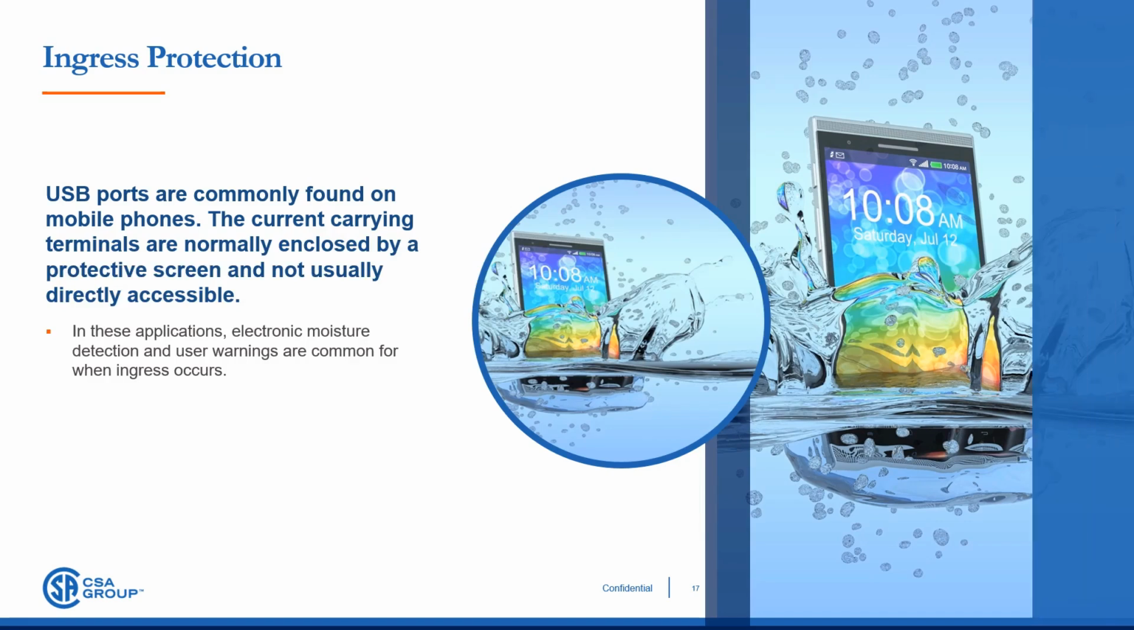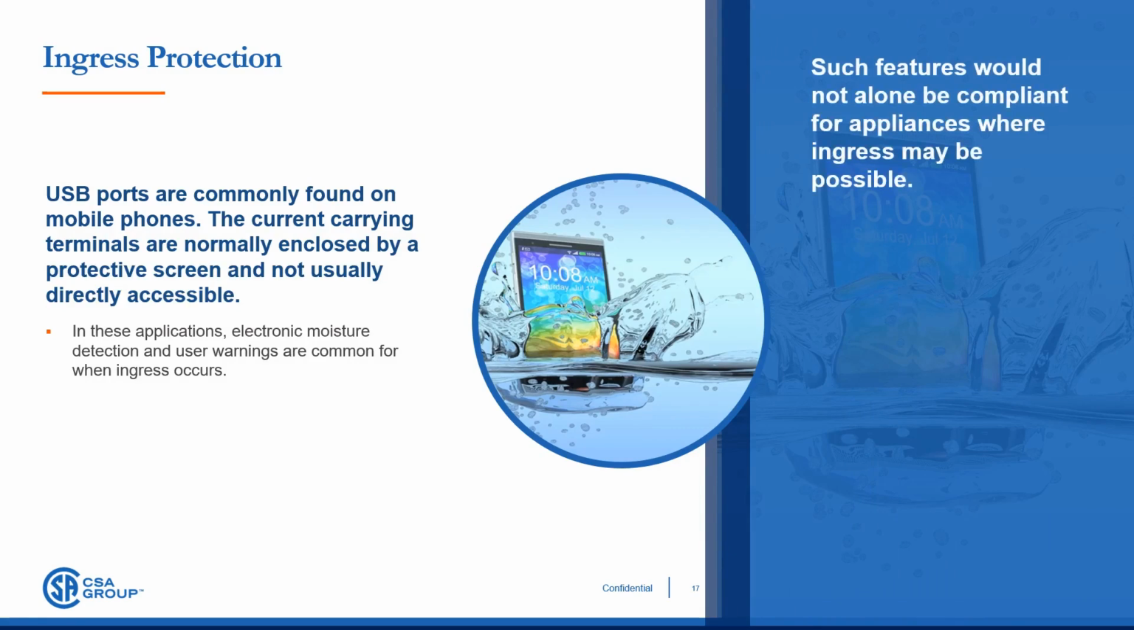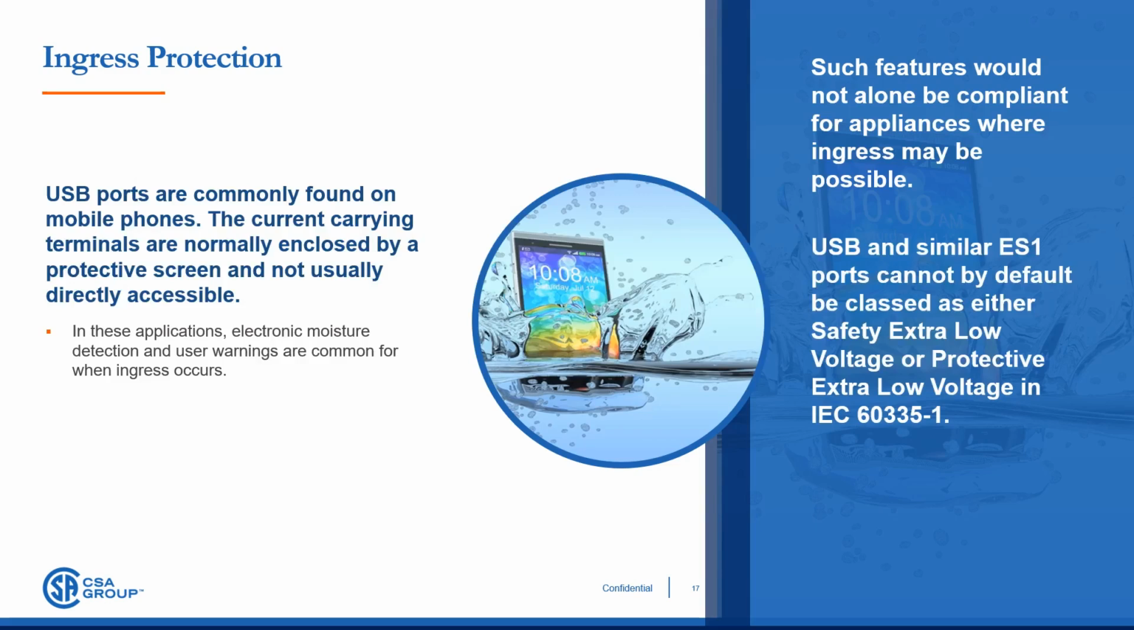Due to the requirements in the IEC 60335 series for accessible voltage, these measures alone would not be compliant for appliances where ingress may be possible, as the USB voltage limits of ES1, which can normally operate up to 60 volts or as a result of single fault conditions, can exceed both the allowable safe-to-touch voltage limit of 42.4 volts and extra low voltage limit, which is 50 volts. This difference means USB cannot by default be classified as either safety extra low voltage or protective extra low voltage.